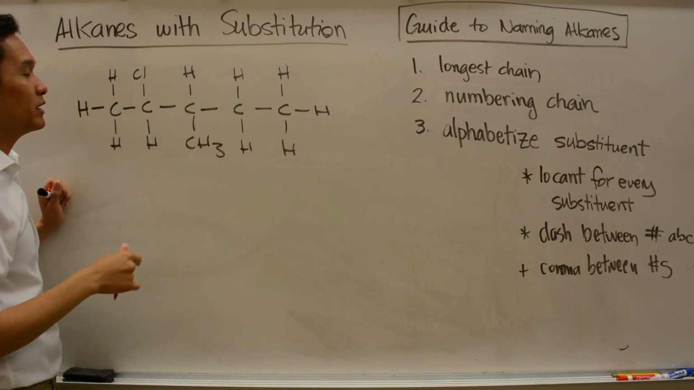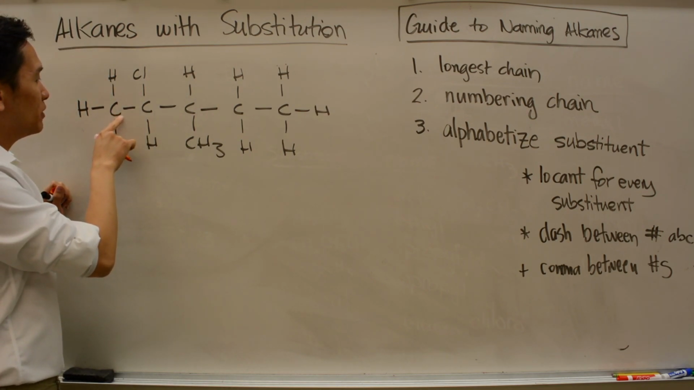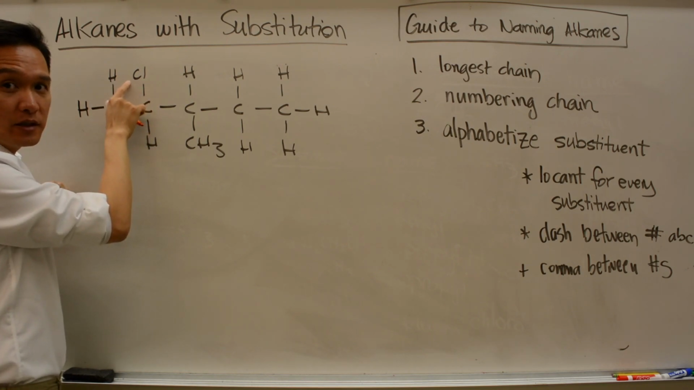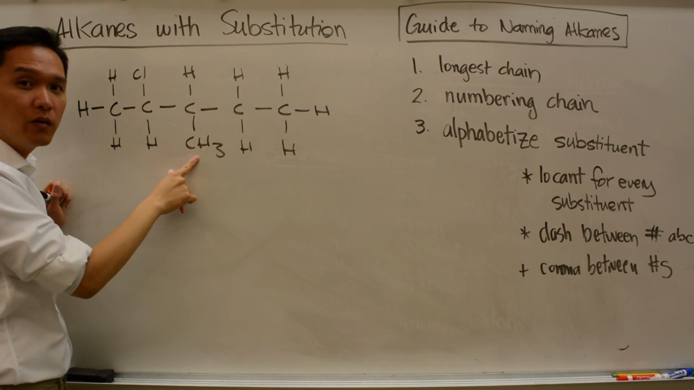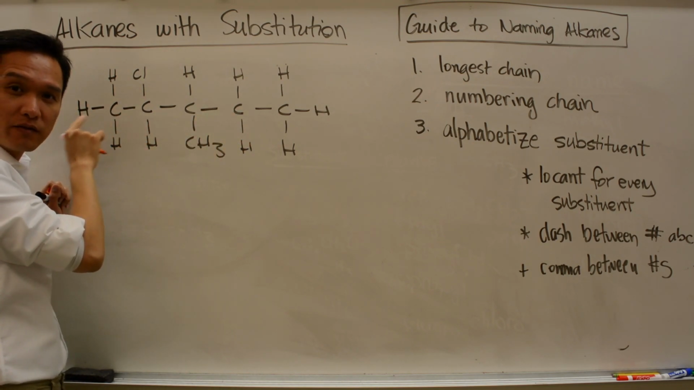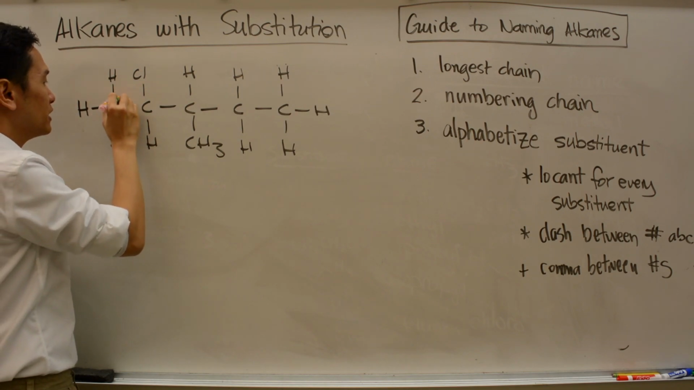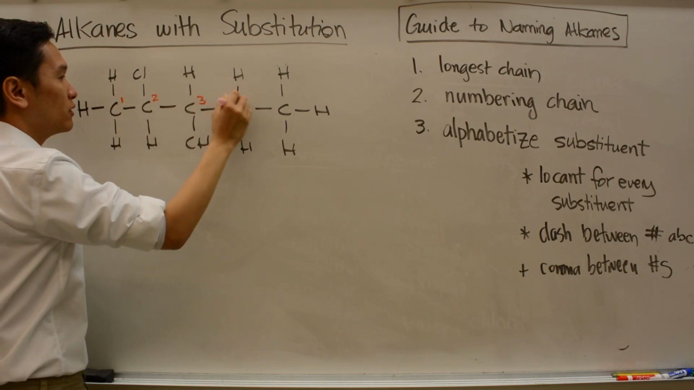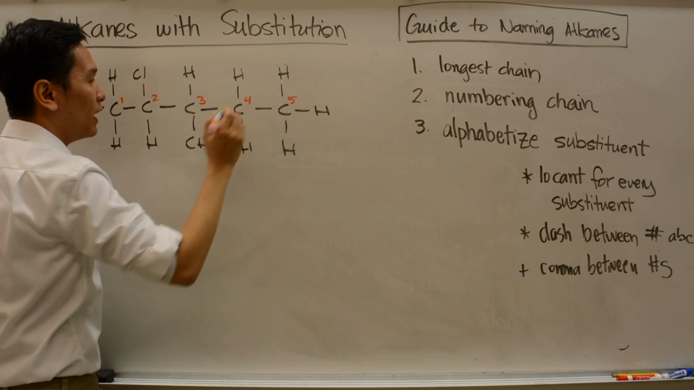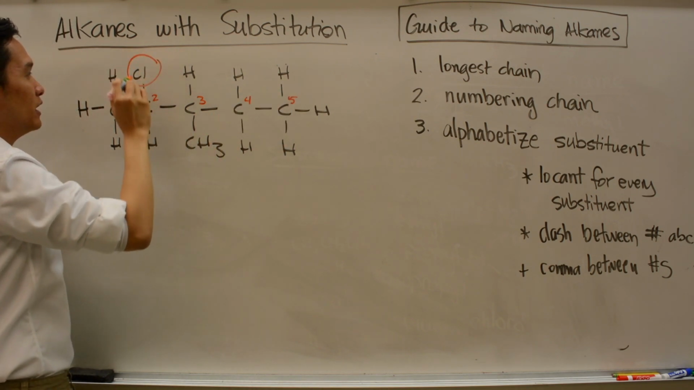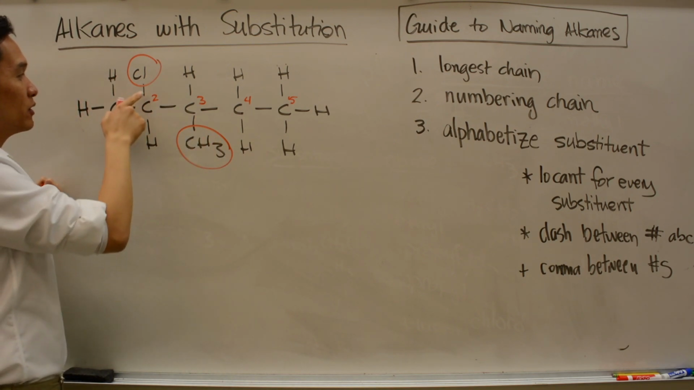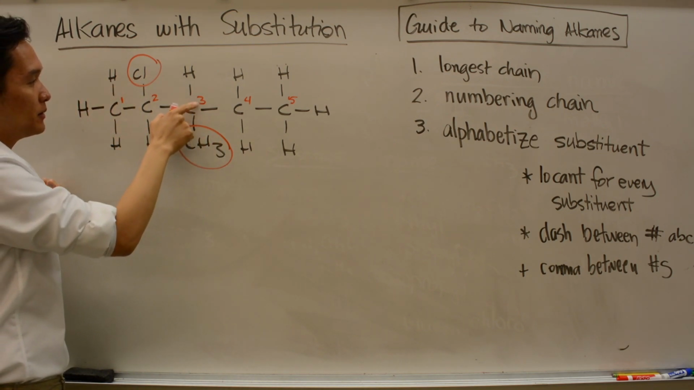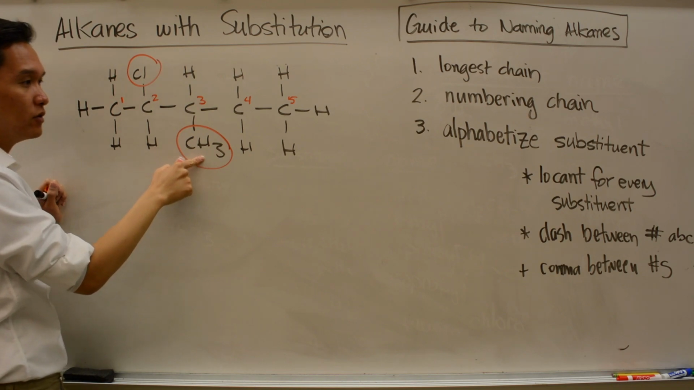Number 2, numbering the chain. Do I number it from the left or from the right? 1, 2, ooh, I see a substituent, chlorine. 1, 2, 3, oh, methyl is all the way at number 3, so I'm going to label it from the left-hand side this time. So that's number 1, 2, 3, 4, 5. I'm going to circle my substituents with a locant number 2 for the chloro group, locant number 3 for the methyl group. Okay?